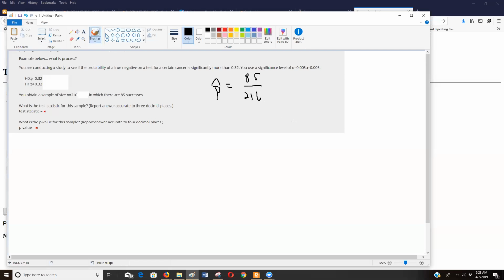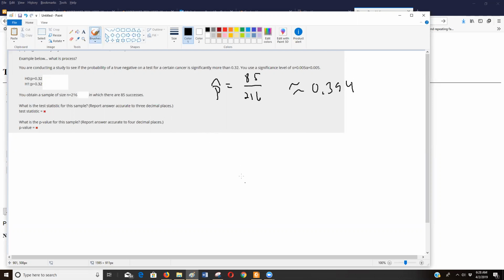And if we calculate that, I can't find my calculator here. So 85 divided by 216 is 0.394, I guess I'll go with. That's about equal to 0.394. So just looking quickly, that point estimate is higher than 0.32. Looks like our right-tailed test is appropriate. So let's run the test statistic now.